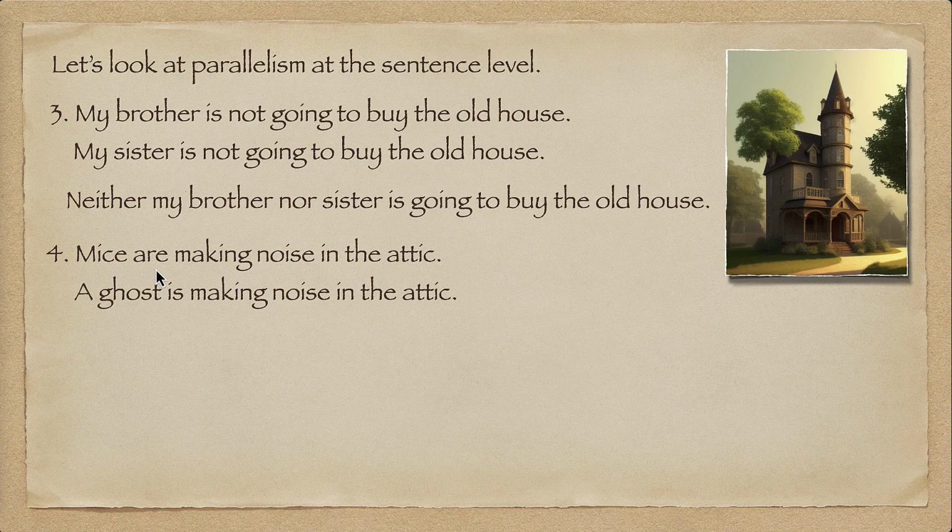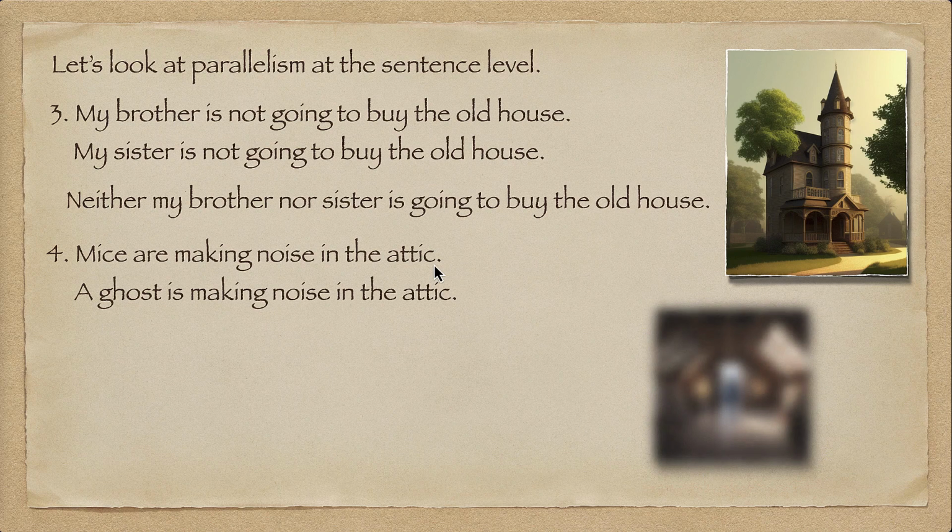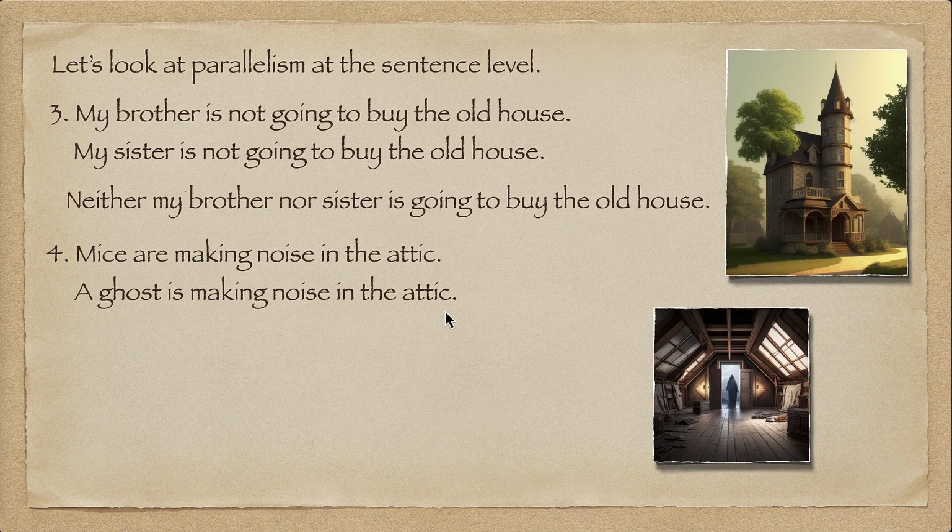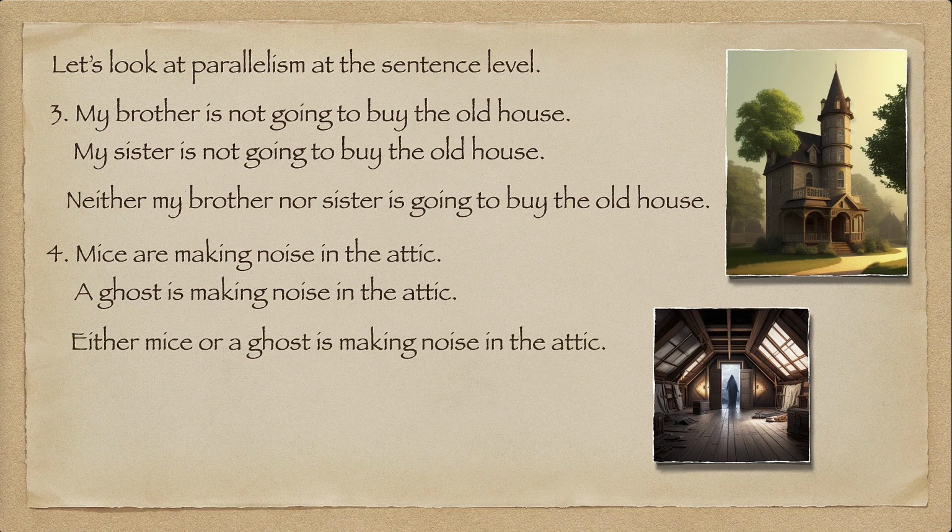The other case could be, mice are making noise in the attic. A ghost is making noise in the attic. Well, in this case, we could have an either-or construction. So we don't know which it is. It could be either one. And that sentence could be, either mice or a ghost is making noise in the attic.